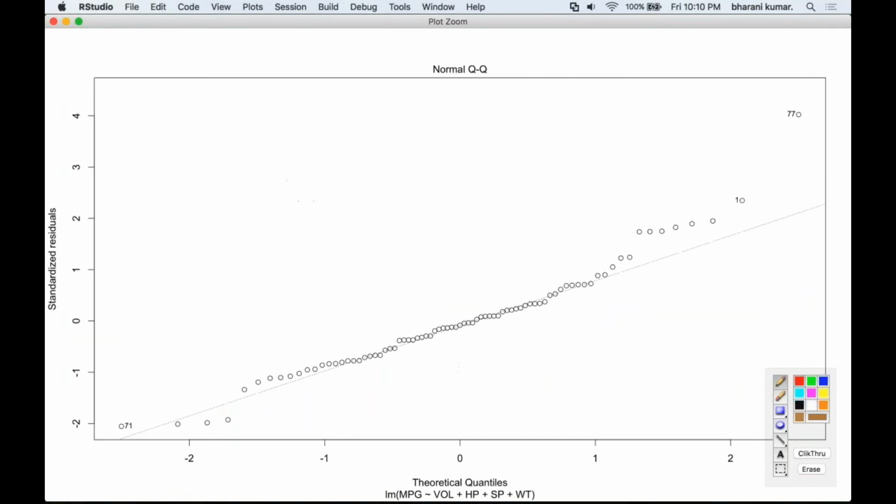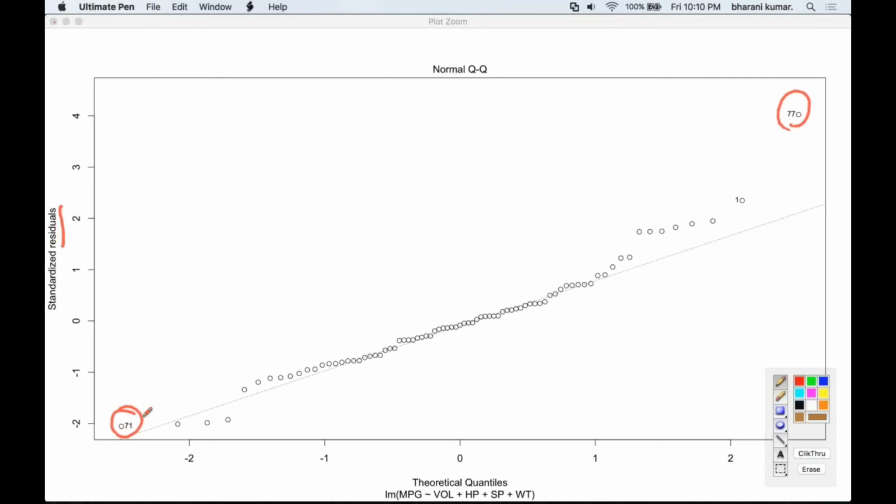Now you need to keep pressing enter. This is called a normal QQ plot, quantile plot. This is used to check whether your errors are normally distributed or not. If majority of the data points are falling along this line, hence you can say that errors are normally distributed. Here we have residuals, which are errors. But one key thing that you notice here is 77 and 71. Just remember those, don't worry about those now.